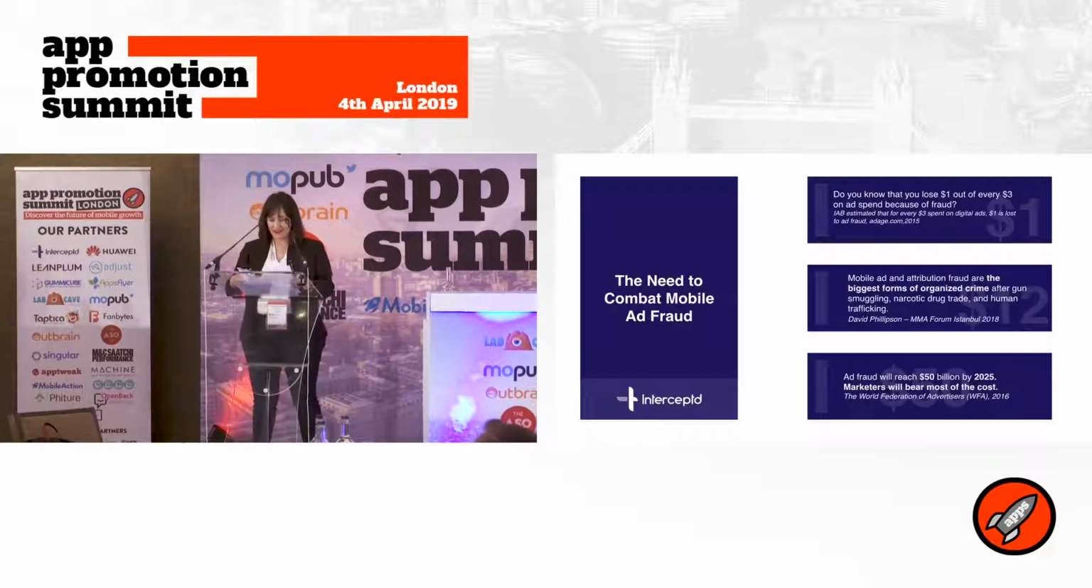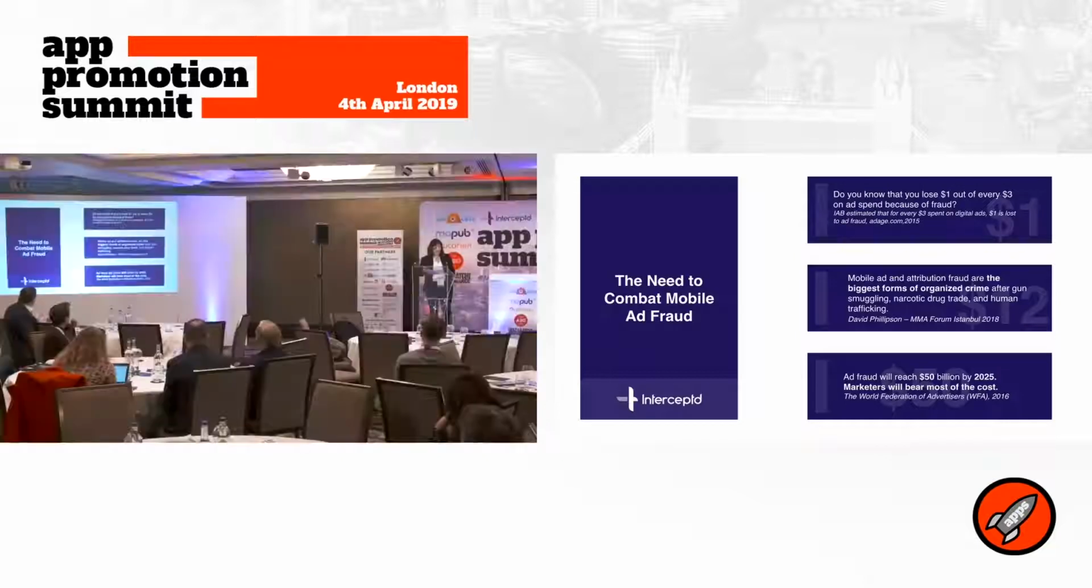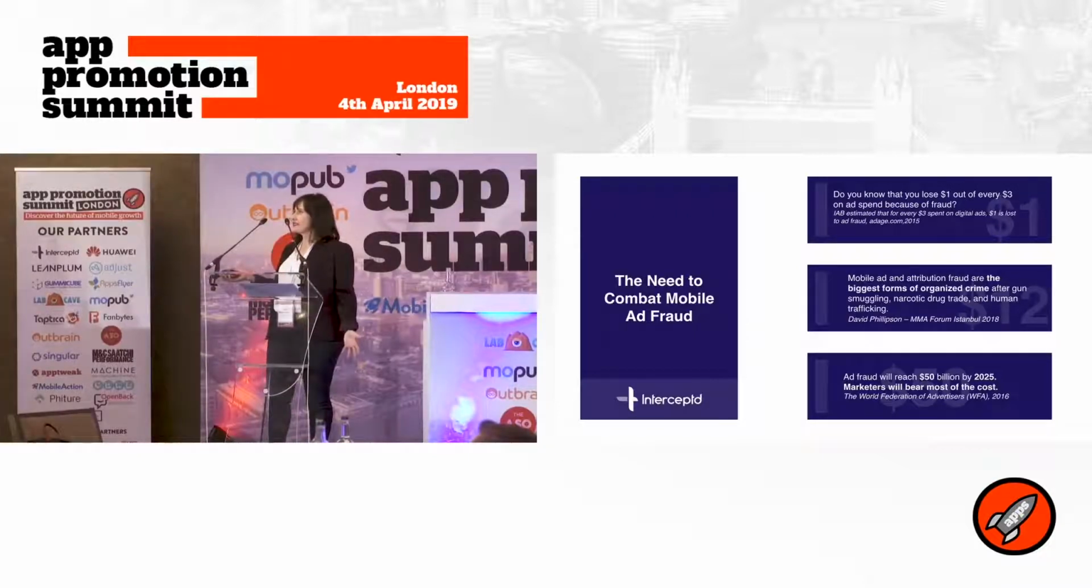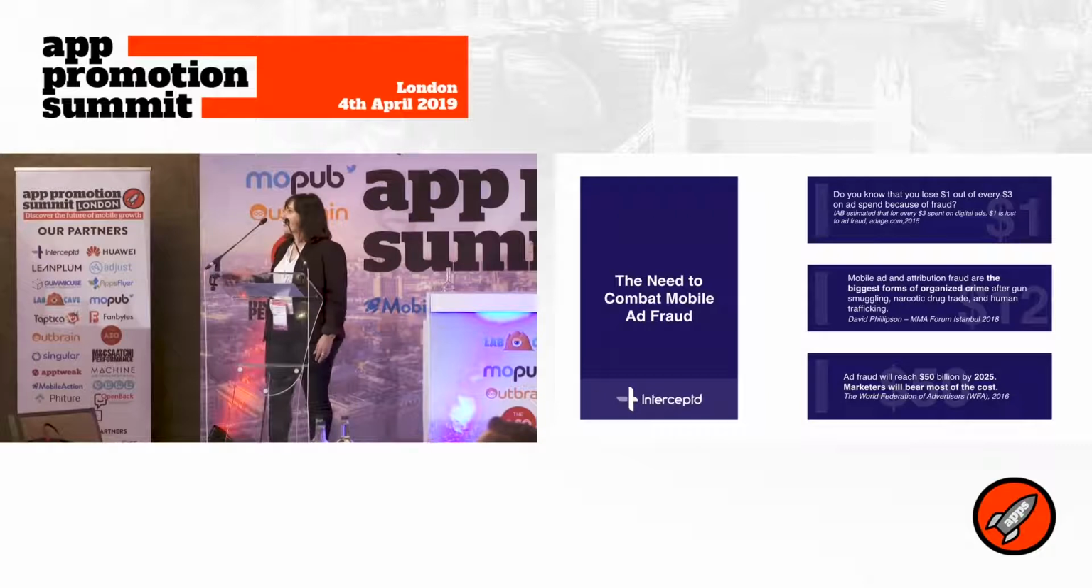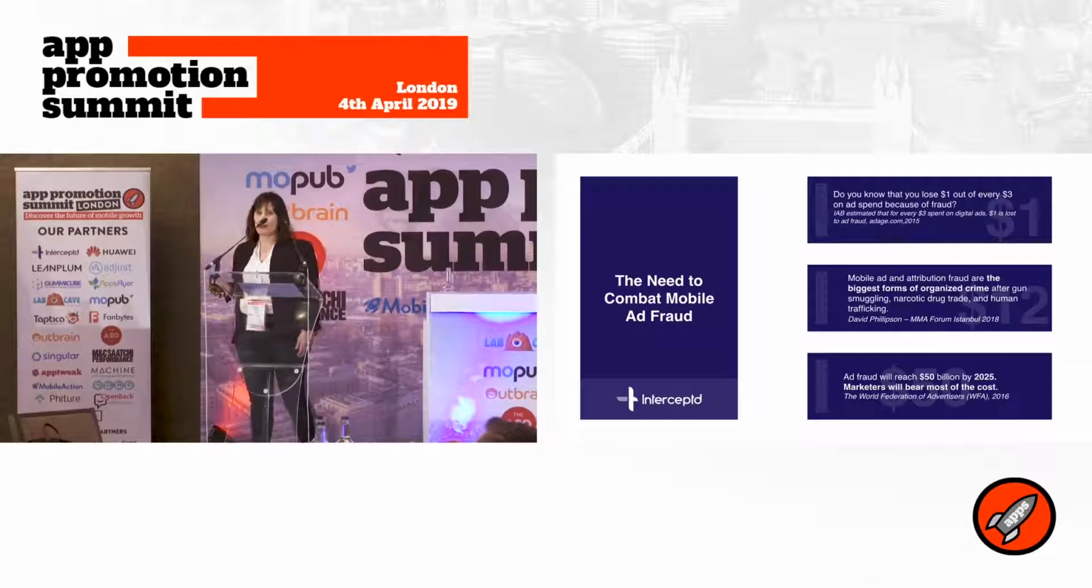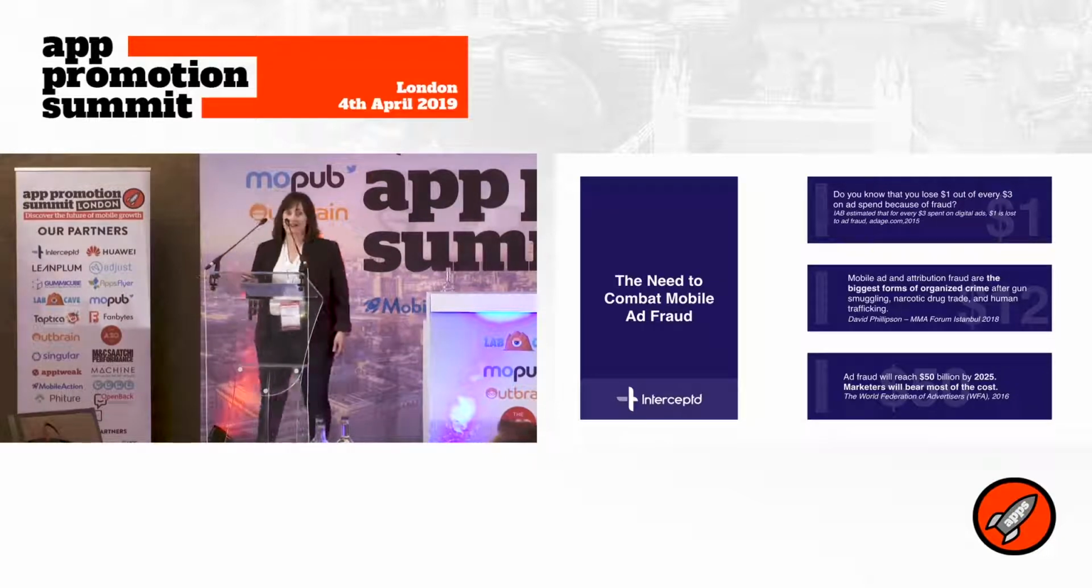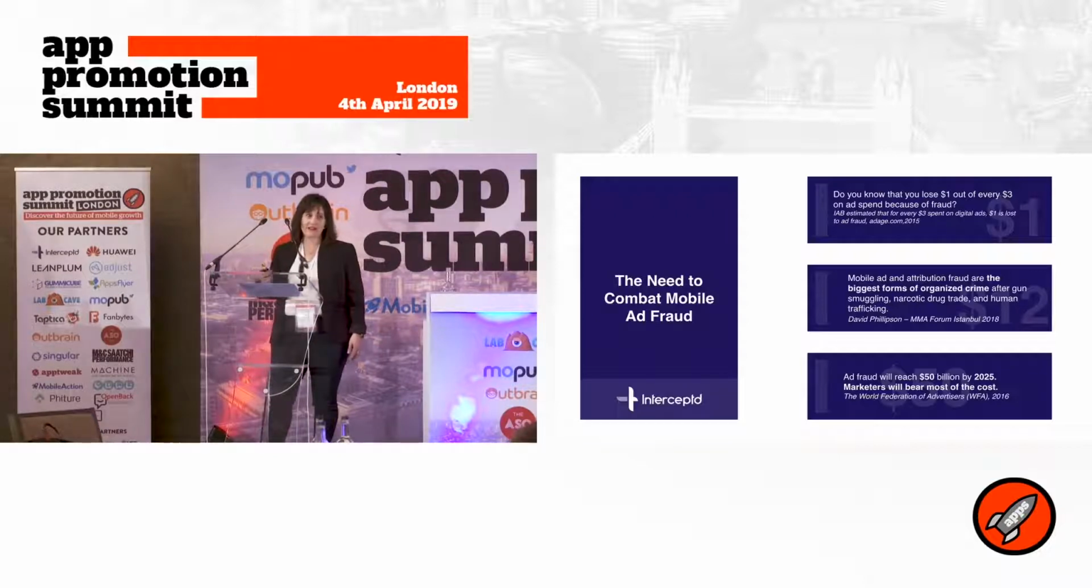unfortunately, I have some kind of dismal statistics to share with you. And this is not to generate fear, but more just a wake-up call. The reality is that, as of 2015, 1 out of every $3 of ad spend was going to fraud. We're in 2019. We know that it's more than that. And crazily enough, mobile ad and attribution fraud is next to organized crime after gun smuggling and narcotics and human trafficking, which is not something that we need to have in this industry.